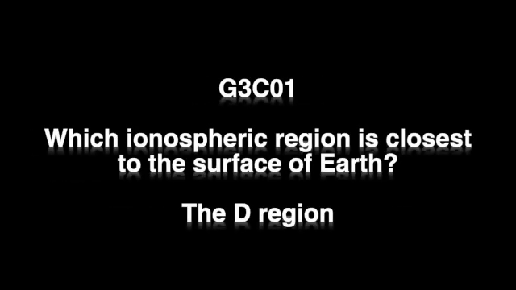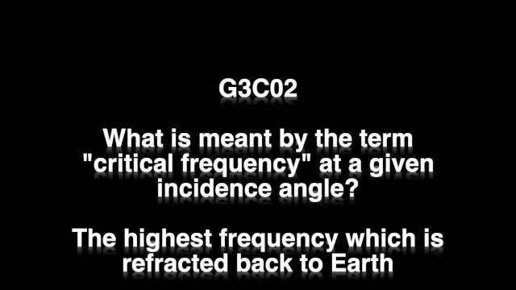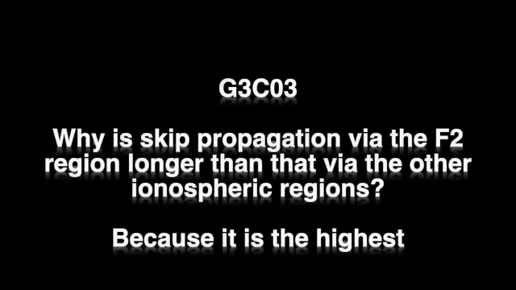G3C01. Which ionospheric region is closest to the surface of Earth? The D region. G3C02. What is meant by the term critical frequency at a given incidence angle? The highest frequency which is refracted back to Earth. G3C03. Why is skip propagation via the F2 region longer than that via the other ionospheric regions? Because it is the highest.